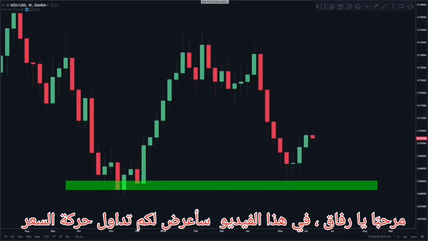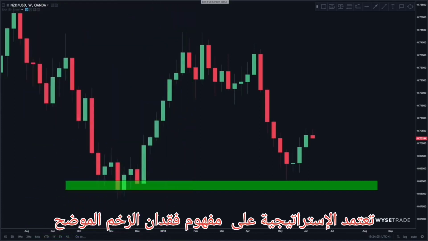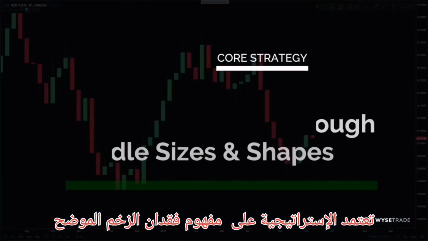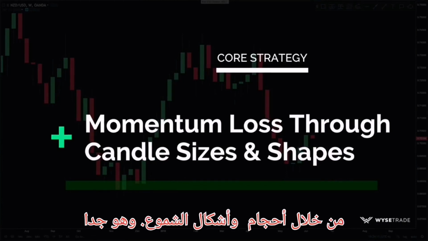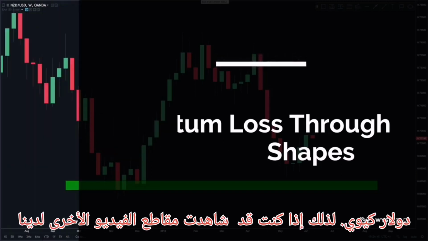Hey guys, in this video I will show you a price action trading strategy that will change the way you trade. Now the core of this strategy relies on the concept of momentum loss, shown through candle sizes and shapes, which is a very powerful price action technique. Here we have the Kiwi dollar.